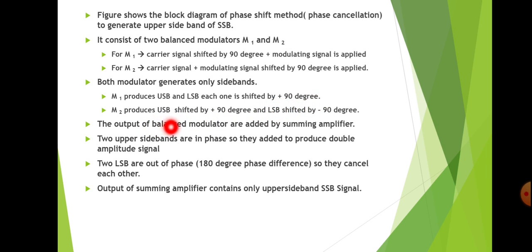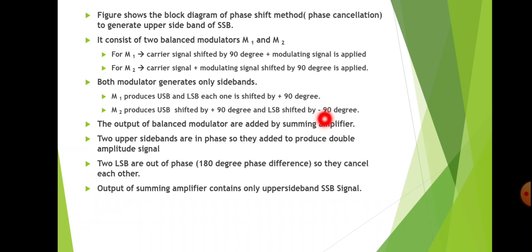And M2 produces upper sideband shifted by plus 90 degree and lower sideband shifted by minus 90 degree. The outputs of the balanced modulators are added by the summing amplifier. So at the summing amplifier, the two upper sidebands are in phase. You can see that here at the M1 output, both are shifted by plus 90 degree, and at the M2 output, upper sideband is shifted by plus 90 degree. So when we are adding these two signals, upper sidebands will be added.